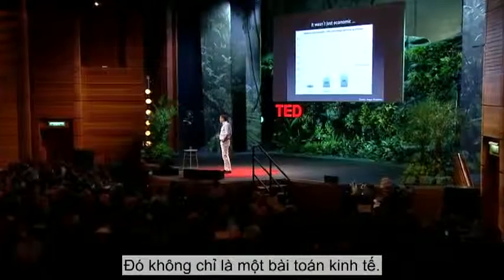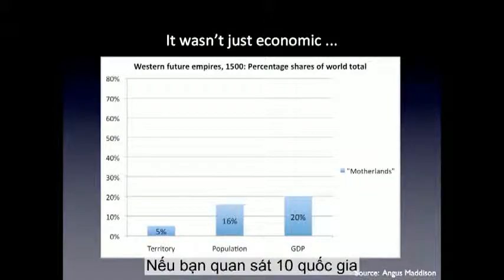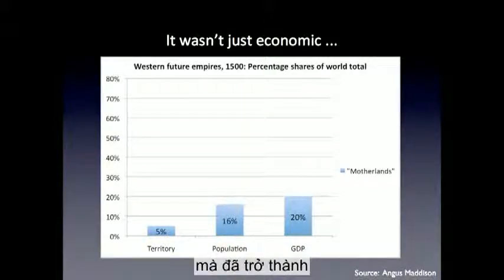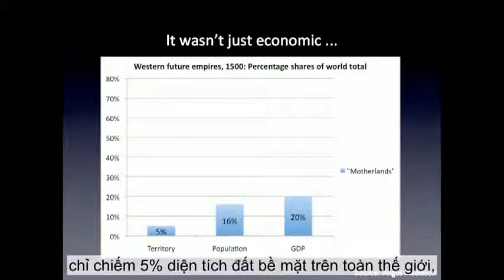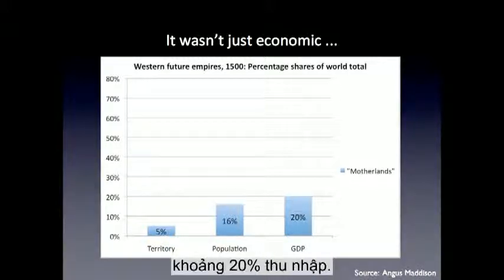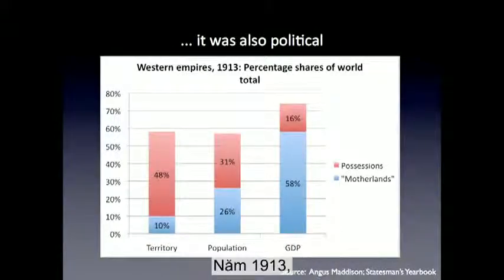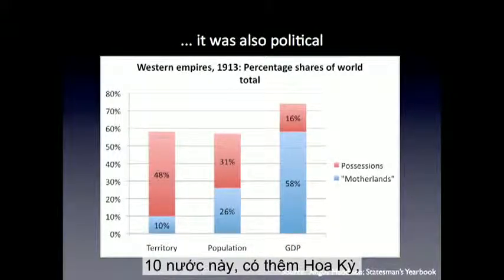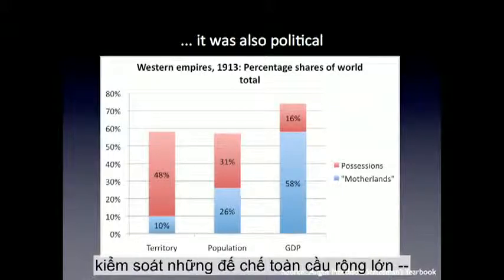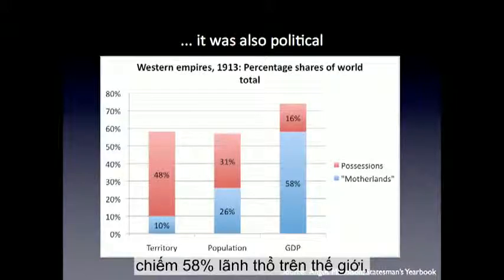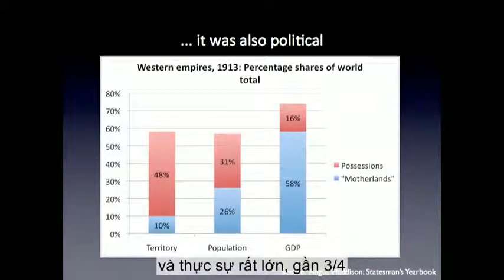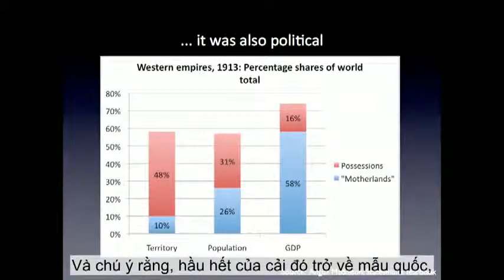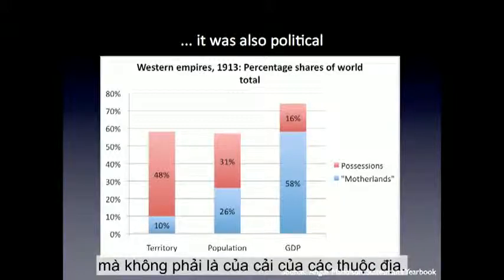This wasn't just an economic story. If you take the 10 countries that went on to become the Western empires, in 1500 they were really quite tiny. 5% of the world's land surface, 16% of its population, maybe 20% of its income. By 1913, these 10 countries plus the United States controlled vast global empires. 58% of the world's territory, about the same percentage of its population, and a really huge, nearly 3/4 share of global economic output. And notice, most of that went to the motherland, to the imperial metropoles, not to their colonial possessions.